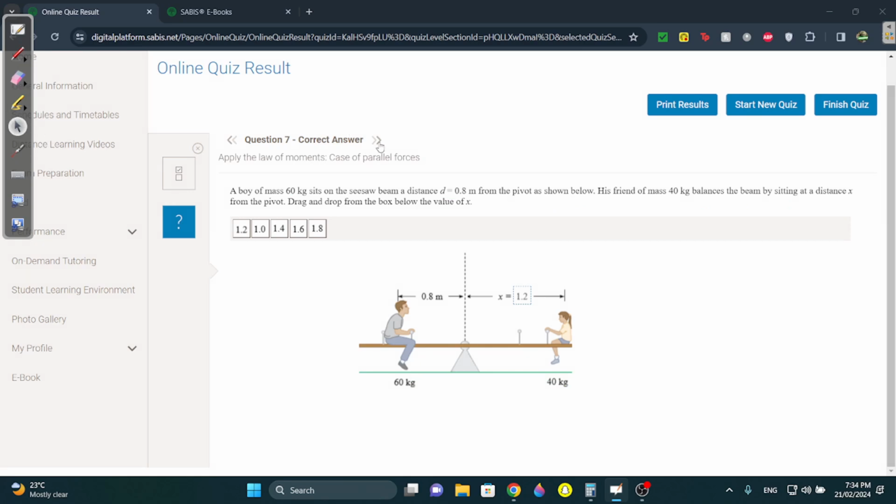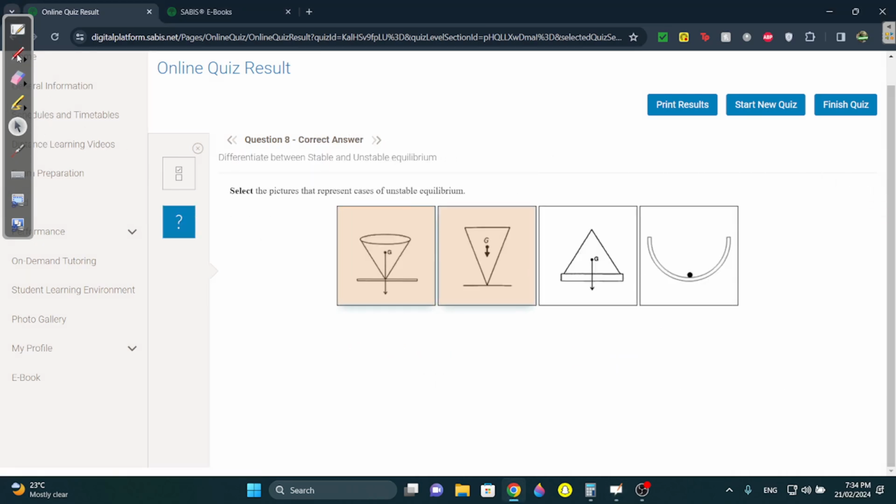Question 8. Which one's unstable equilibrium? If you leave this cone on this plank over here, don't you think it's gonna fall? I think it's obvious, right? And this one here also, don't you think it's gonna fall or tilt?